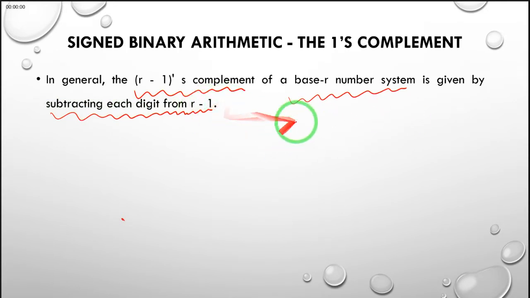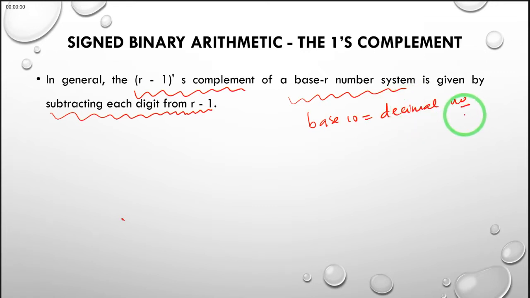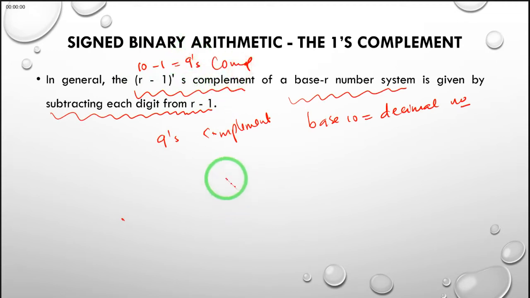That is quite straightforward. For instance, you have base 10, which is the decimal number system. If you are asked to come up with a 9's complement, because R is 10, minus 1 becomes 9, we are saying that you need to subtract each digit from R minus 1, which is 9.